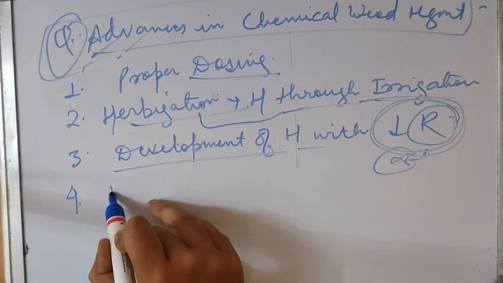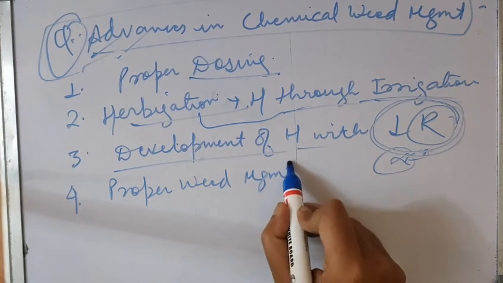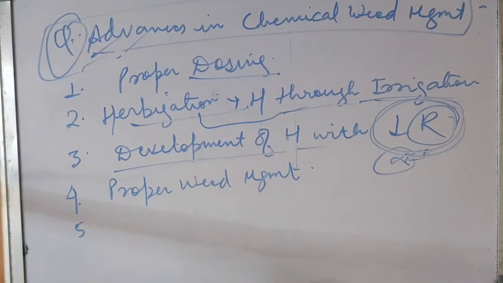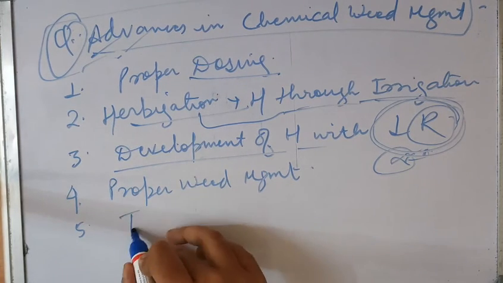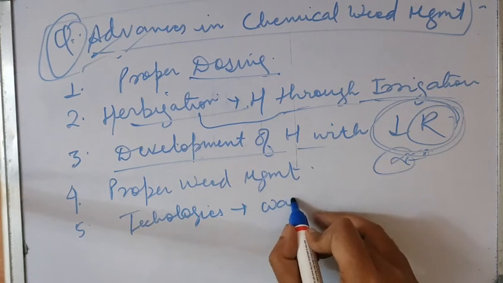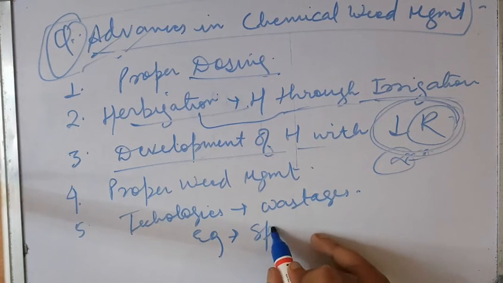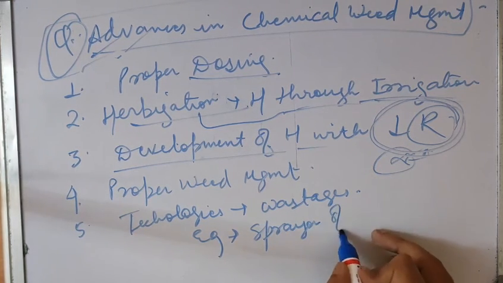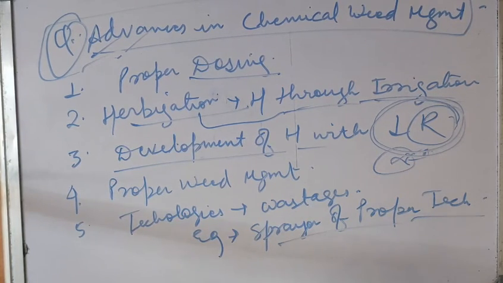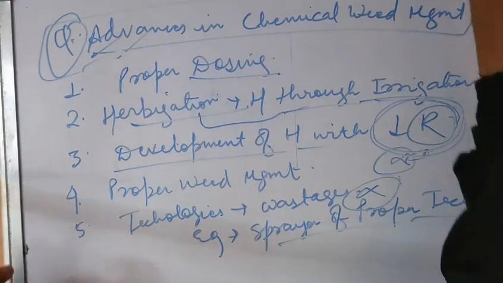We have enhanced proper weed management to enhance efficiency of chemical herbicides. We are using technologies avoiding wastage of herbicides. To avoid wastage, for example, one technology is sprayers. Sprayers of proper technology. So what these sprayers do, they spray a certain amount which is required, reducing the wastages.